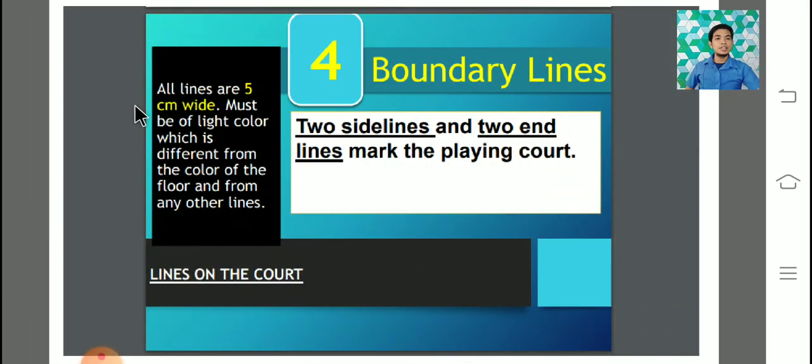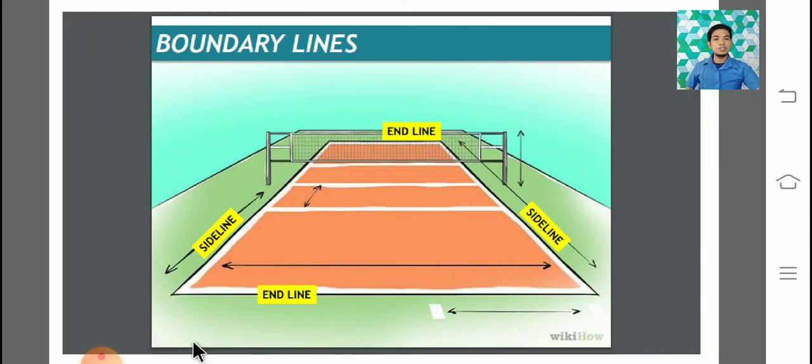Okay. Last is the boundary lines. Two side lines and 2 end lines mark the playing court. So, dalawang sideline at saka dalawang end lines. So, saan natin makikita yung mga yan? Tingnan natin. So, this is the sideline sa left side, and then the right side. Ito naman yung end line. Sa side na to, doon yung kabila. So, that is the boundary lines.